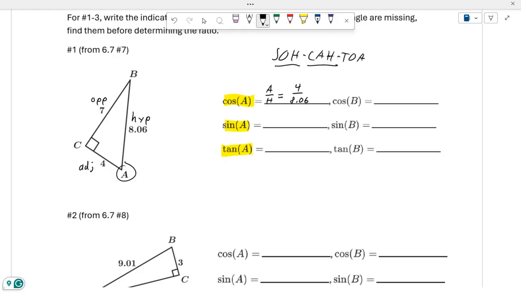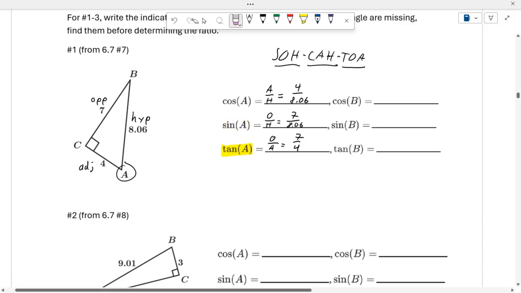Sine is opposite over hypotenuse. Again, that's the definition of the sine function in a right triangle. Opposite is 7, and the hypotenuse doesn't change. It's 8.06. Then there's tangent, TOA. The definition for tangent is opposite over adjacent. For angle A, my opposite is 7, and my adjacent is 4. And that is my tangent ratio for angle A. So we've now done all of the questions dealing with angle A.